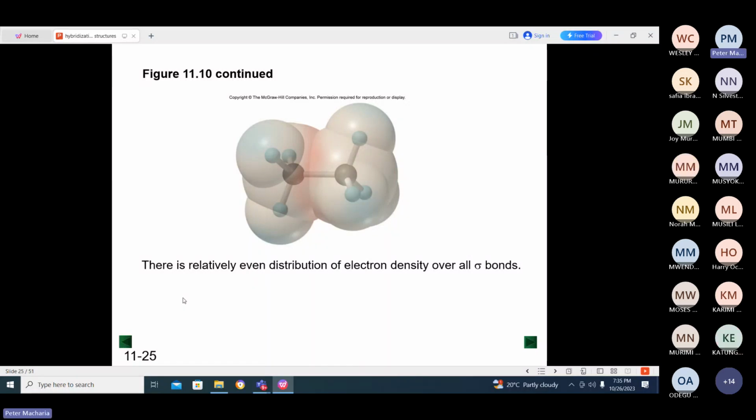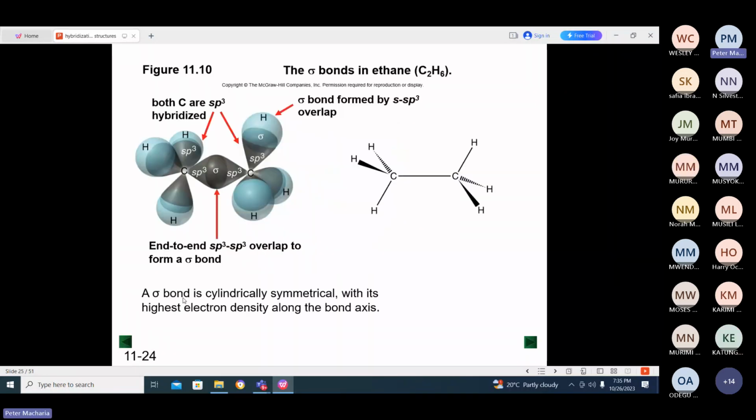So basically, this is showing you the type of hybridization, right? Around each carbon atom in sp3 hybridization, the shape is tetrahedral. So you have to look at each carbon atom and its surroundings, and therefore the bond angle is 109.5 degrees.